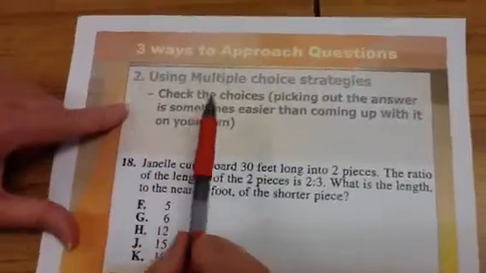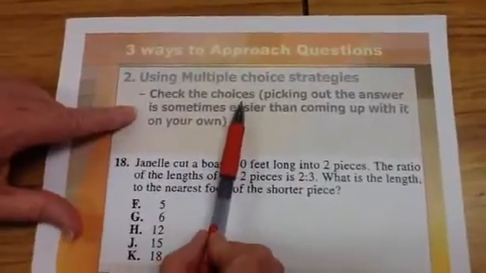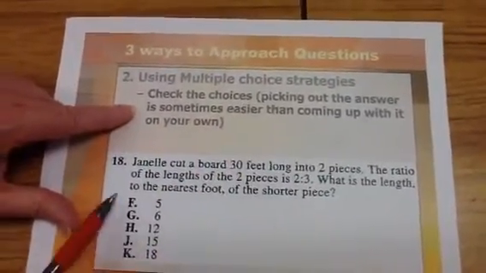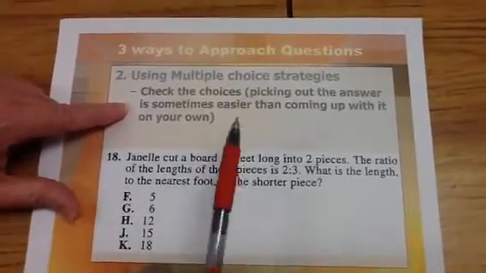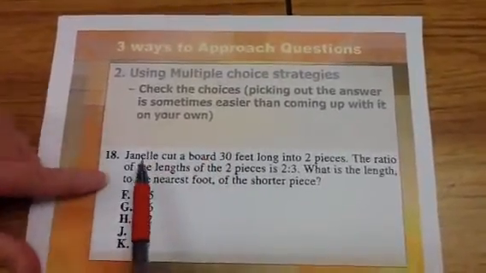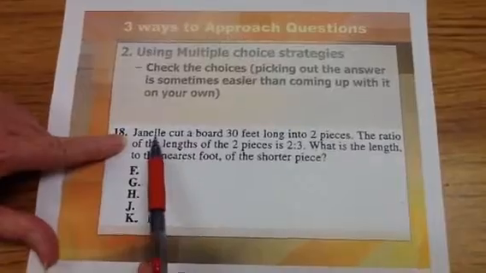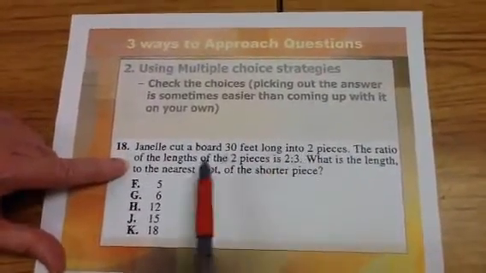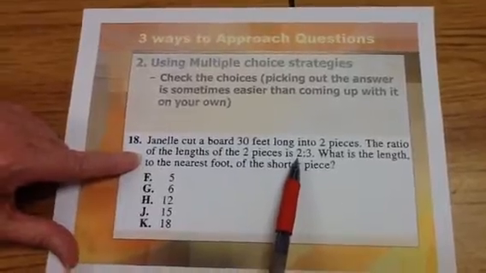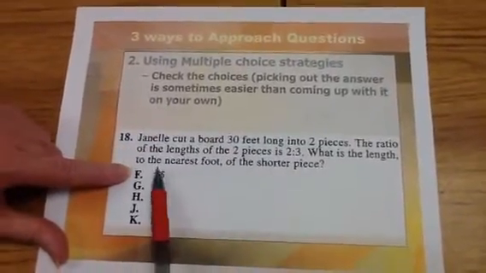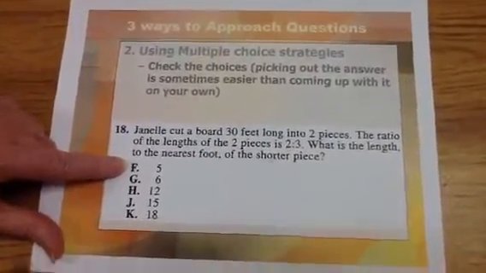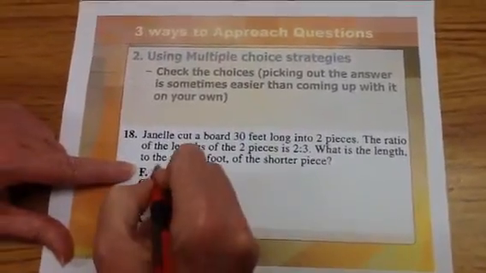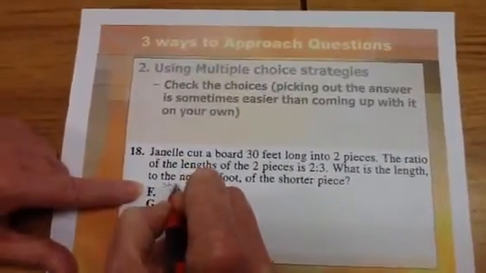My next strategy. Sometimes it's easier to check the choices working backwards than it is to solve the problem. Let's look at number 18 here. Janelle cut a board 30 feet long into 2 pieces. The ratio of the lengths of the 2 pieces is 2 to 3. What is the length to the nearest foot of the shorter piece? Well, immediately I know this is representing the shorter piece.